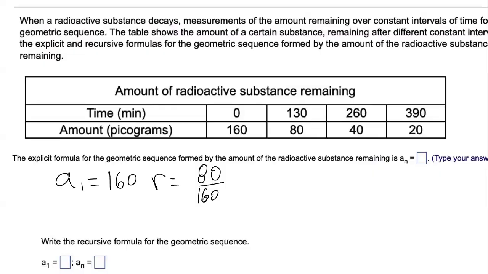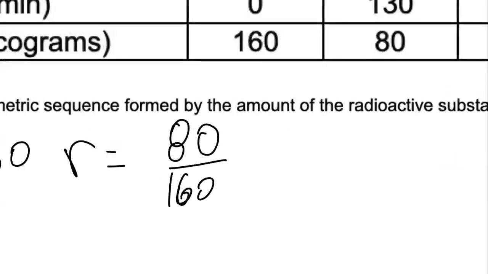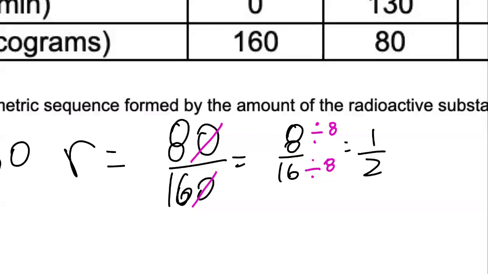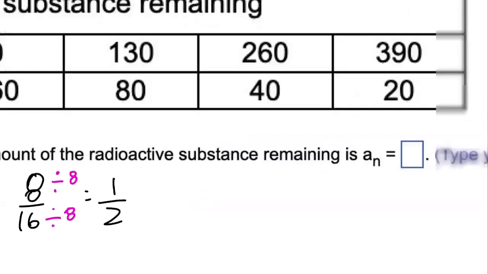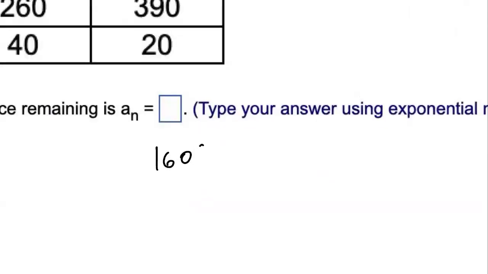Okay, so now you have to reduce it because if you don't reduce it, the computer's going to tell you it's wrong. Since we both end in zeros, we're going to divide by 10. So that means I'm left with 8 over 16. And what number can I reduce both of these by? Very good. These are both divisible by 8. So I should have 1/2 as my ratio. So that means my formula is going to be a sub n is equal to my first term, which is 160, parentheses, my ratio, which in this case is 1/2, and then to the power of n minus 1.